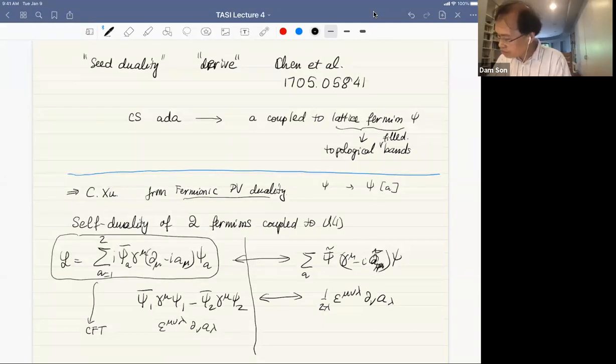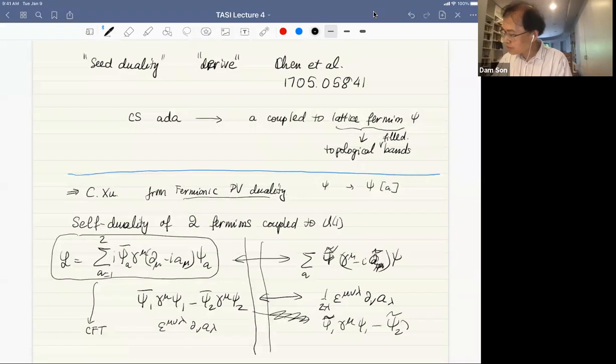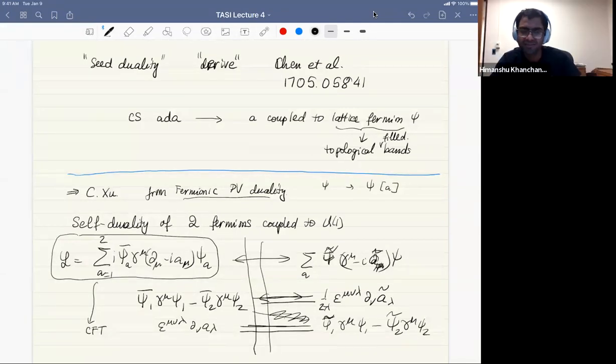But the duality maps the operator from one side to the operator on the other side. So this psi operator on the dual side is not the same as the psi operator on the left side. So psi tilde is different from psi. So that psi tilde gamma mu psi 1 minus psi 2 tilde gamma mu psi 2 is equal to this one, and this one is equal to that one. Right? From an abstract CFT point of view, they are the same operator. They have the same dimension, and maybe the OPE coefficients are also the same.